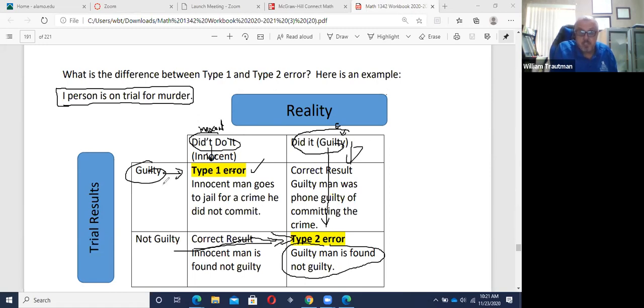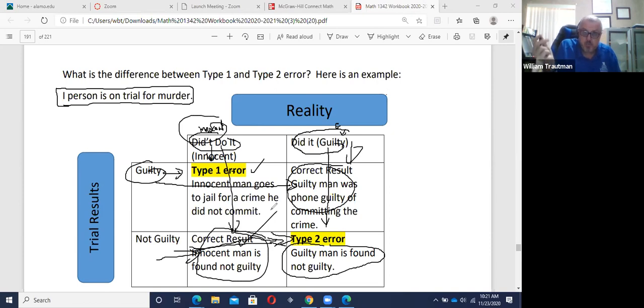Now look at this. If you did it and you are guilty, and they found you guilty, that's a correct result, right? Here, if you're innocent and they found you not guilty, that's a correct result. The only way you get an error is if your null hypothesis didn't come out to what your alternative was. You did not do it, you're innocent, but the jury found you guilty. That's an error. It's called a type 1 error. And then a type 2 error is if you are guilty, but they found you innocent.